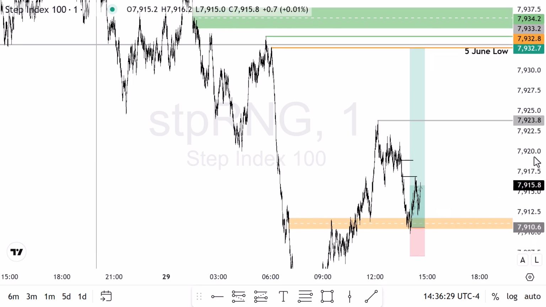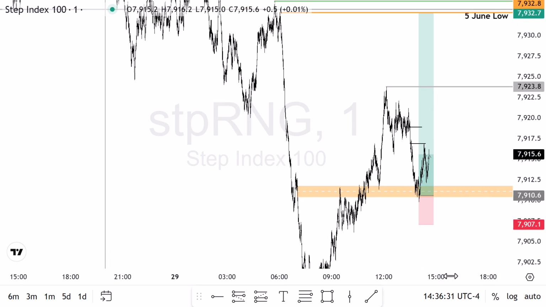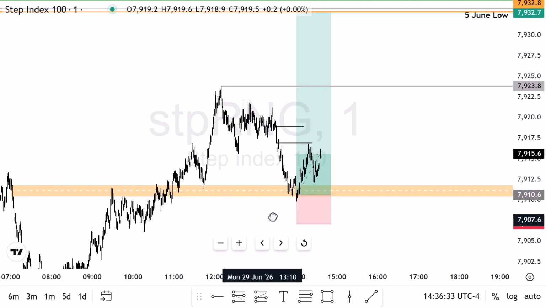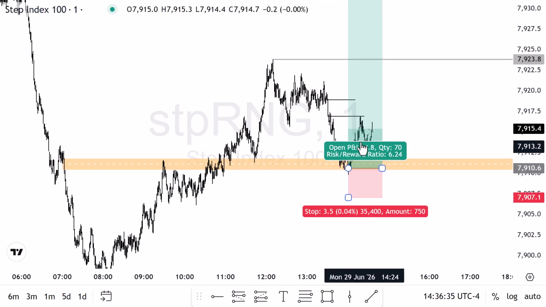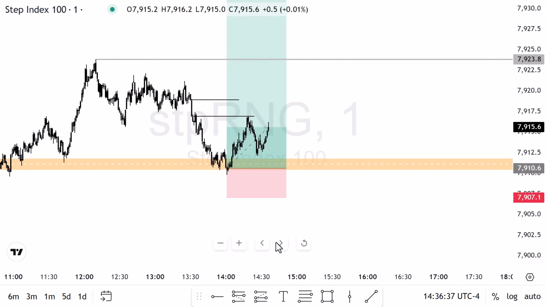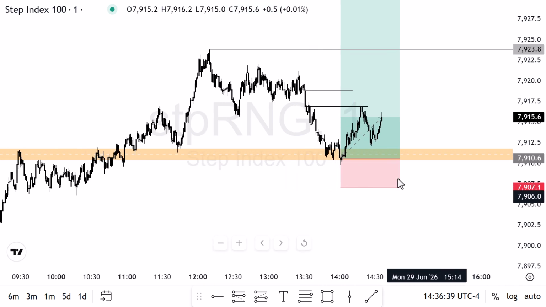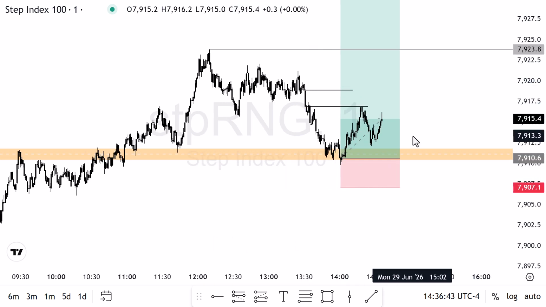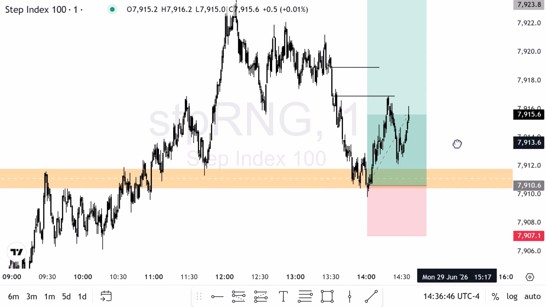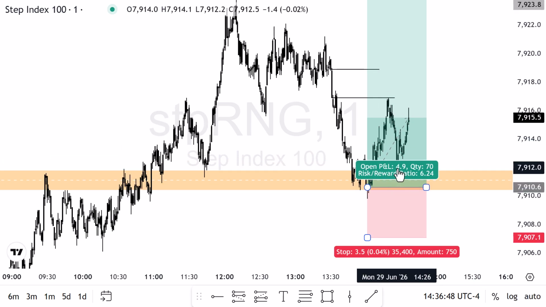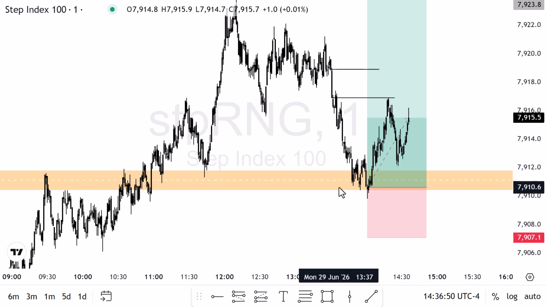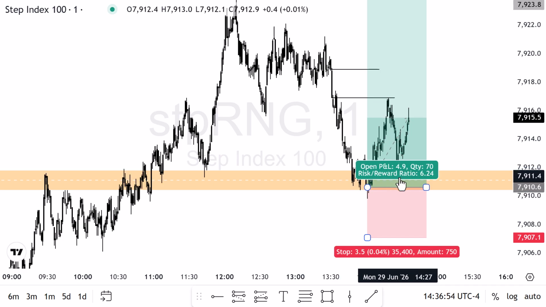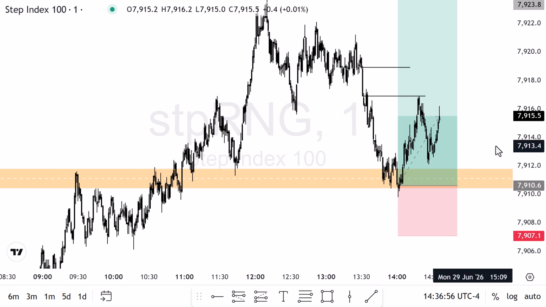My New York session has been respected. As you can see, we dropped lower. We did drop lower from the PM session fair value gap, but we never got to our New York session fair value gap. So that means that I am in the correct trade, guys.